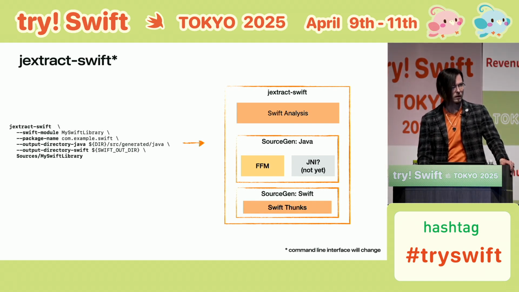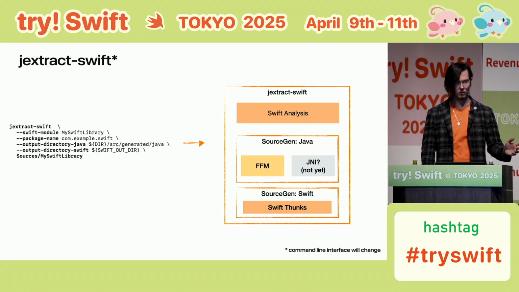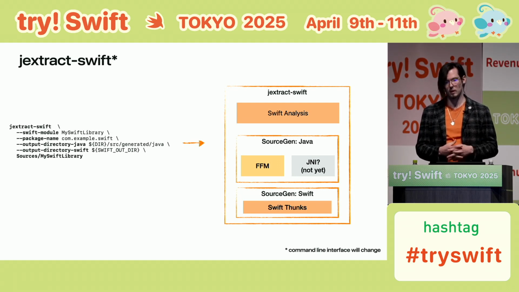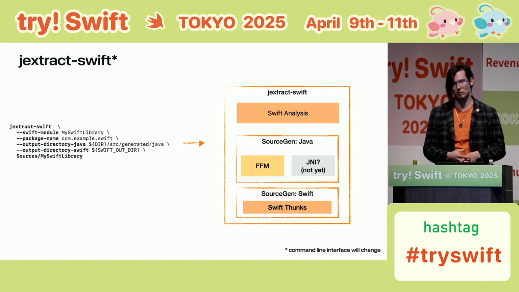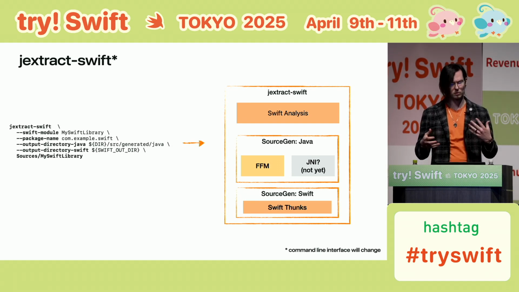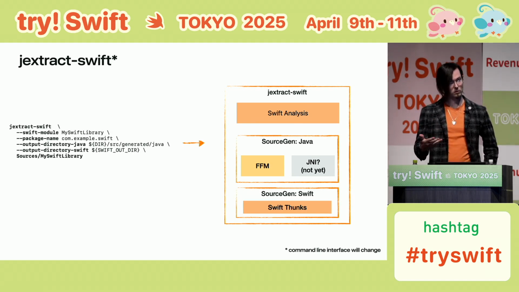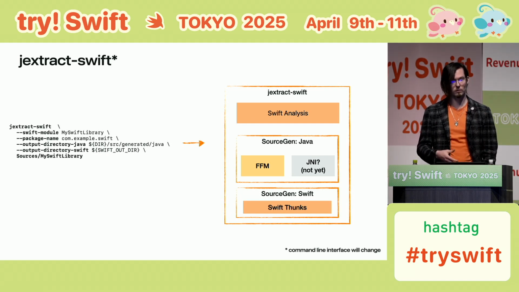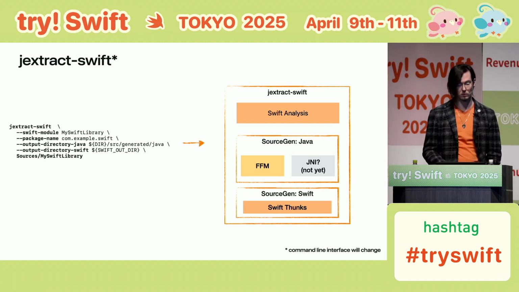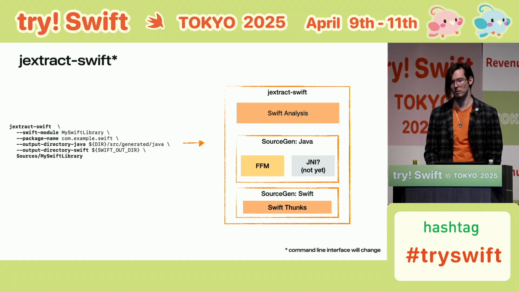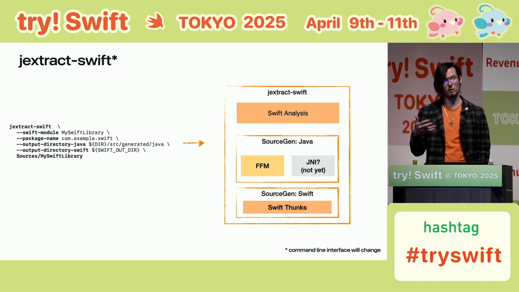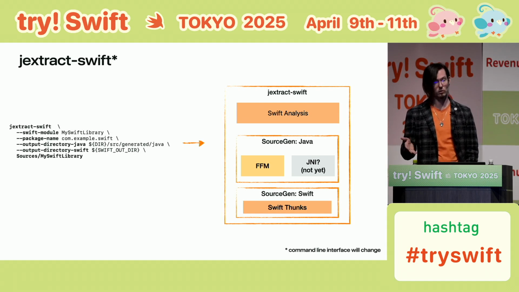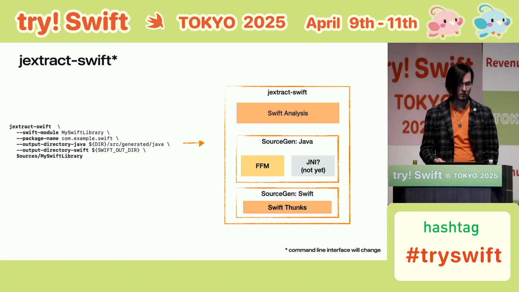So, a brief command line example of how this looks today. So you can use jextract Swift on an existing source directory. And what it does is, firstly, it has to analyze the Swift code inside that module. So we do some analysis, we figure out what methods it has, what types, and then we have two source generation steps. One is to generate the Java types necessary for Java to call into Swift. Today we use the foreign memory APIs, but we could also generate JNI-based APIs for platforms which do not have the foreign memory APIs. And we generate a little bit of Swift code as well.